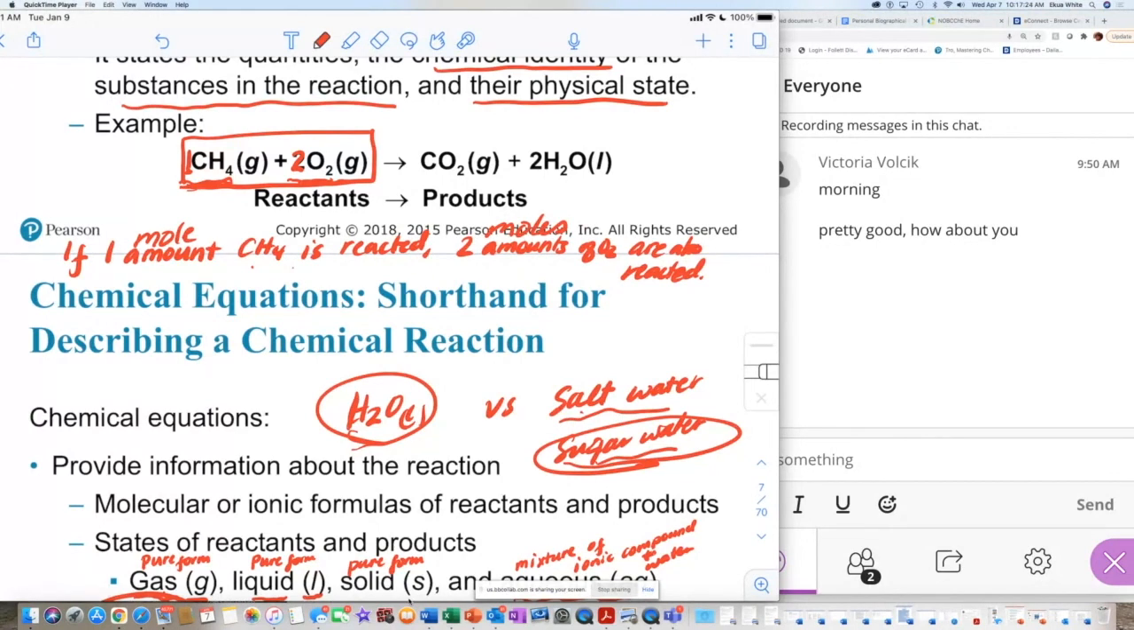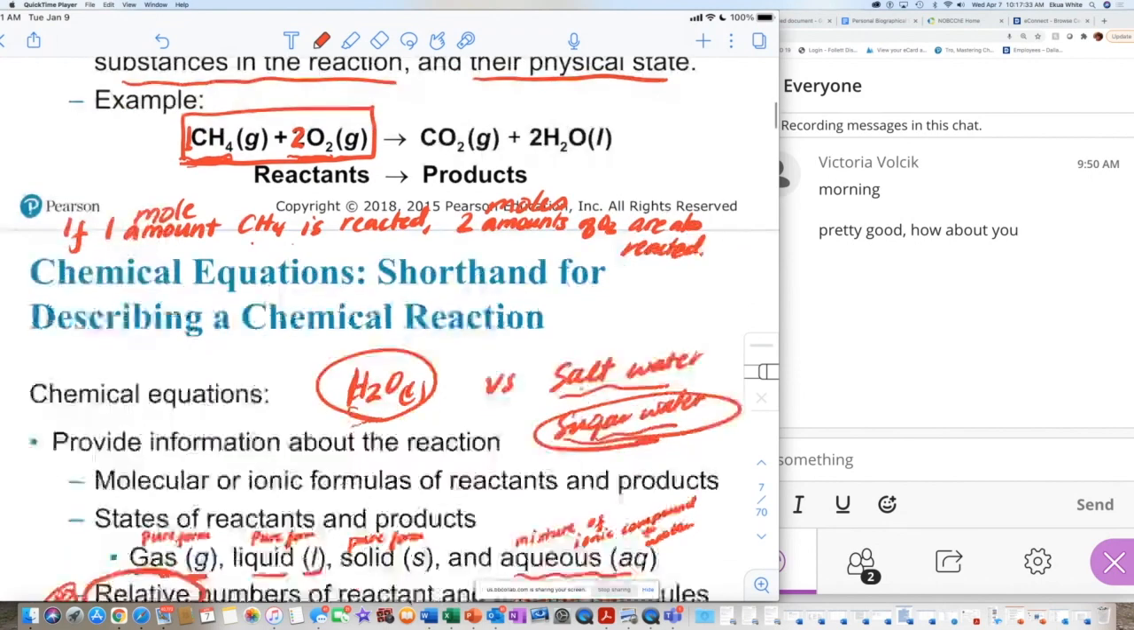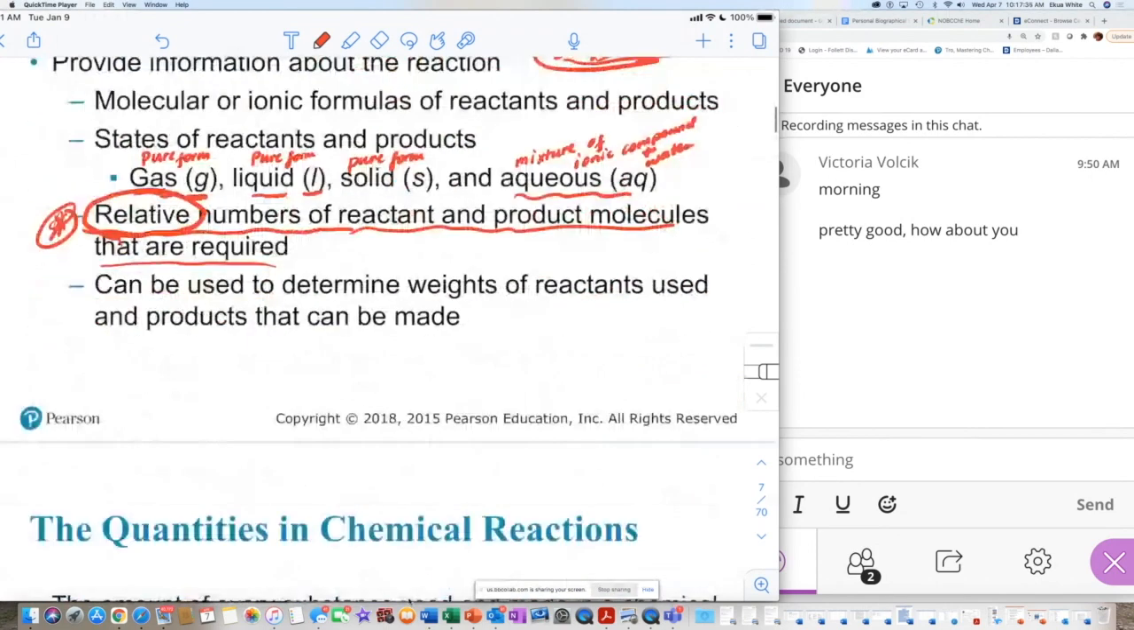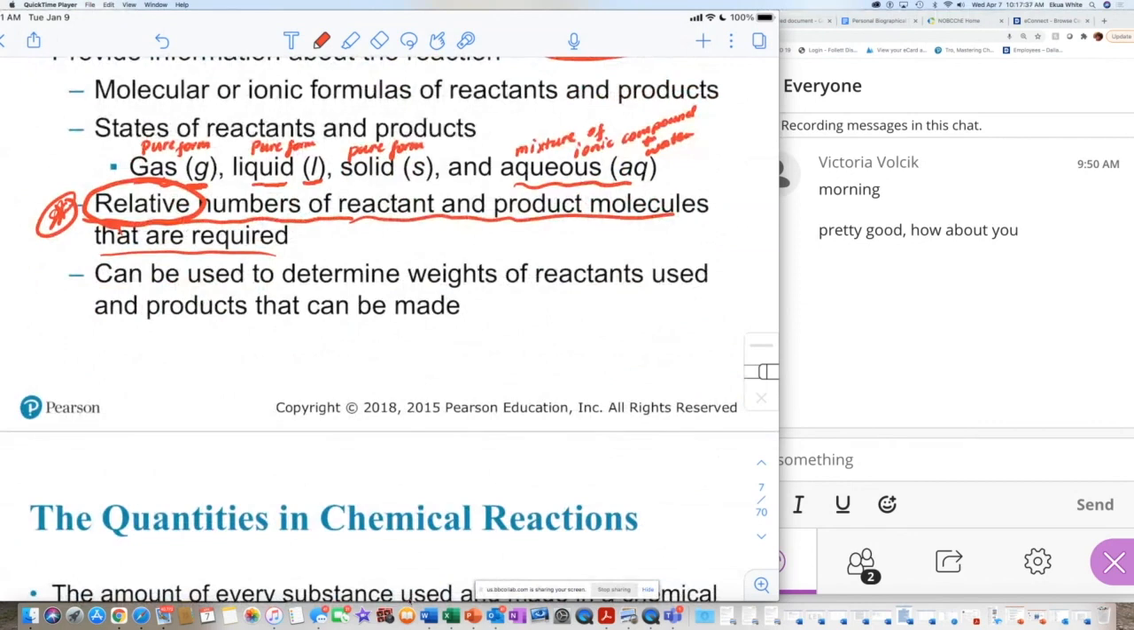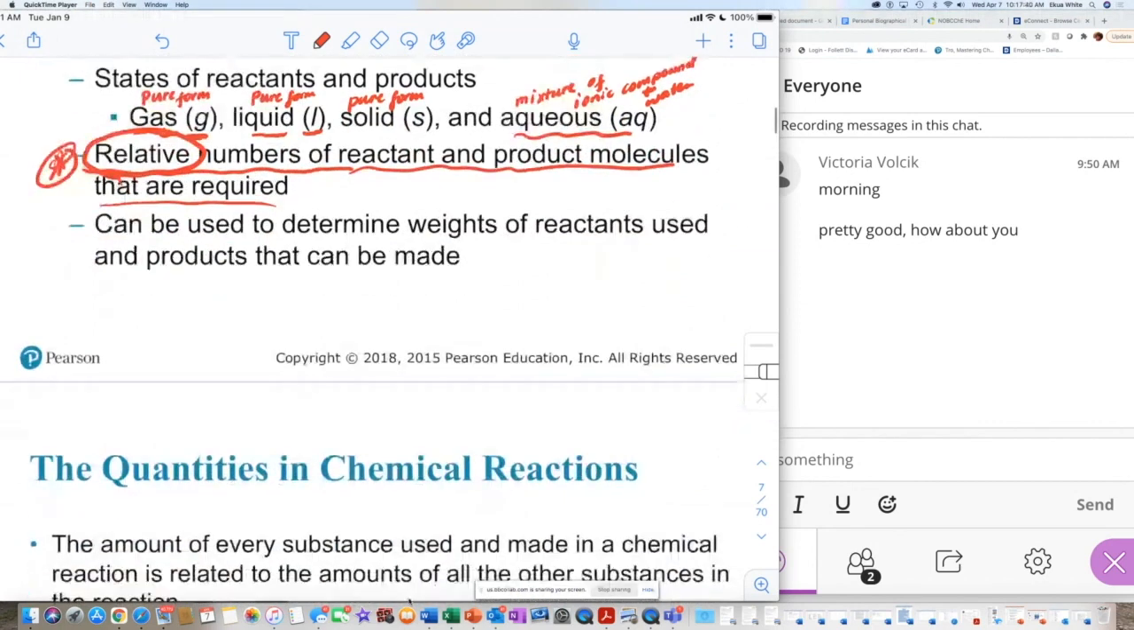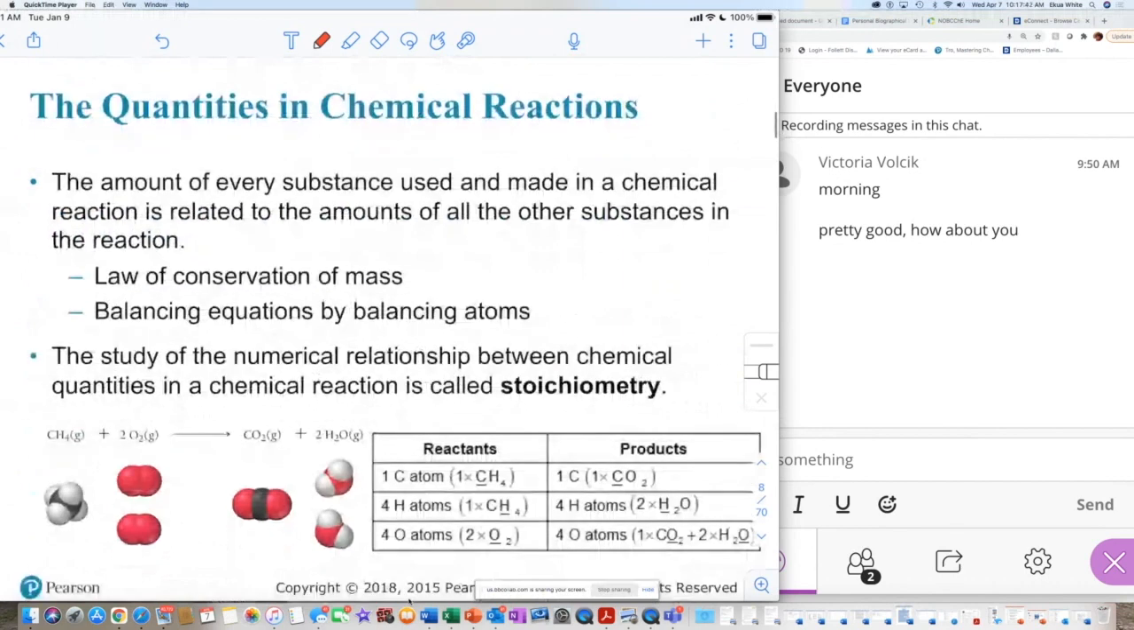Okay. So after somebody did this experiment over and over again and proved it, now you are launching off of their proof. And this is a balanced equation. So when you're balancing the equation, you do a lot of work, you test it out and everything. Okay. So they're showing you the balanced equation. The amount of every substance used and made in the chemical reaction is related to the amount of all the other substances in the reaction. This is called the law of conservation of mass.